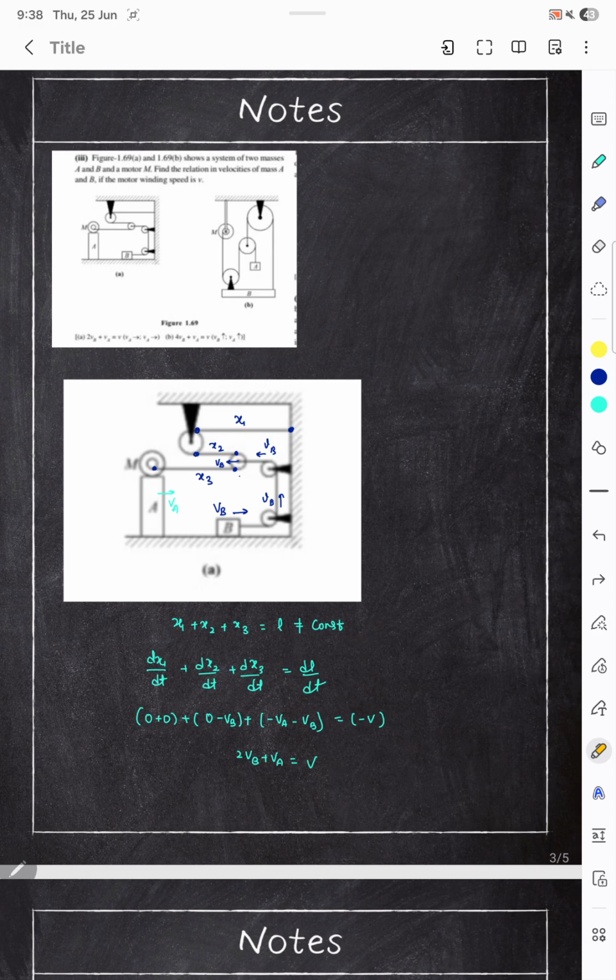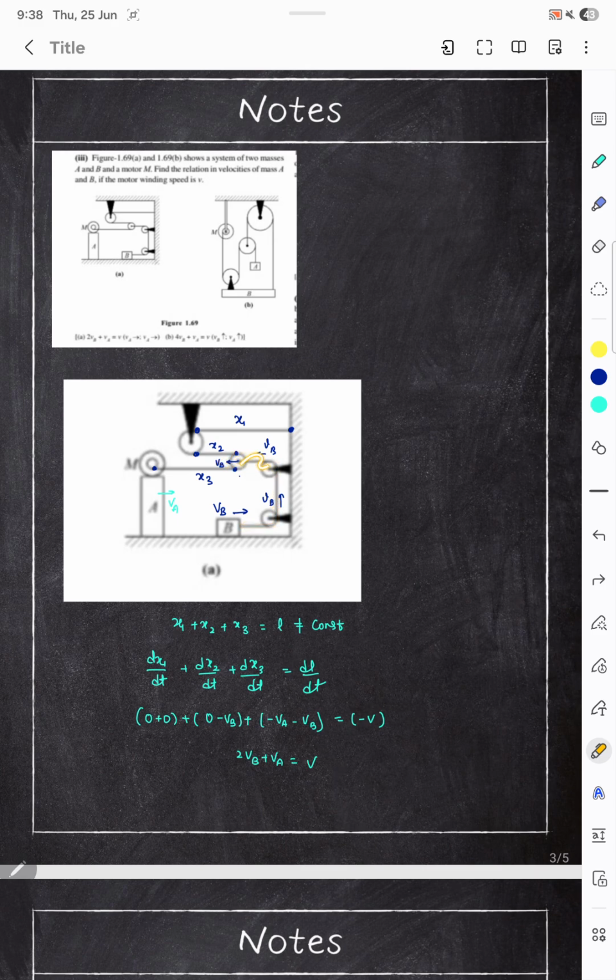So if we differentiate it, then it becomes dx1 by dt plus dx2 by dt plus dx3 by dt equal to dL by dt. Here we considered the velocity of block B in the rightward direction, and the velocity of block A is also rightward. If block B is moving with velocity v, then this string will move with speed vb, and that's why this pulley will move with velocity vb in the leftward direction.